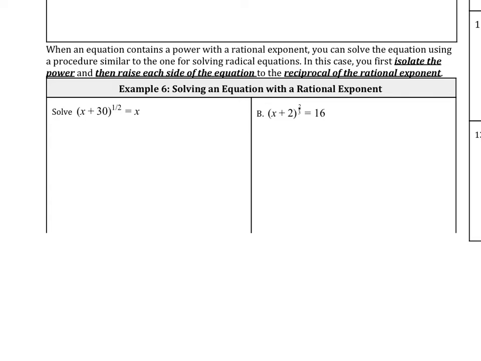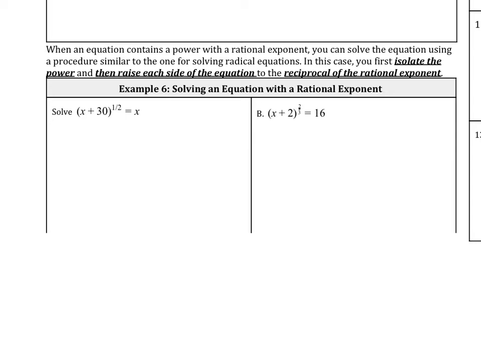When an equation contains a power with a rational exponent, you can solve the equation using a procedure similar to the one for solving radical equations. In this case, we're going to isolate the power, and then raise each side of the equation to the reciprocal of the rational exponent. So there will be two examples.